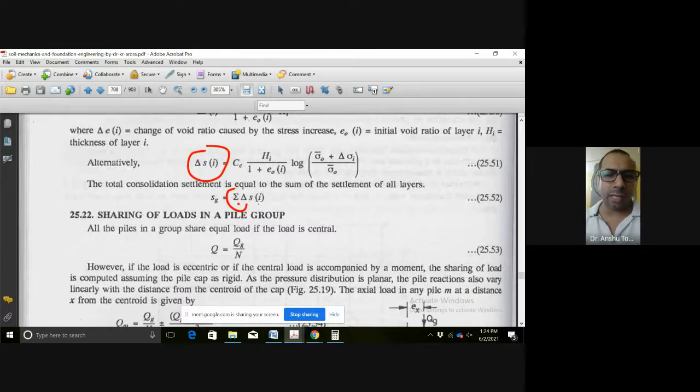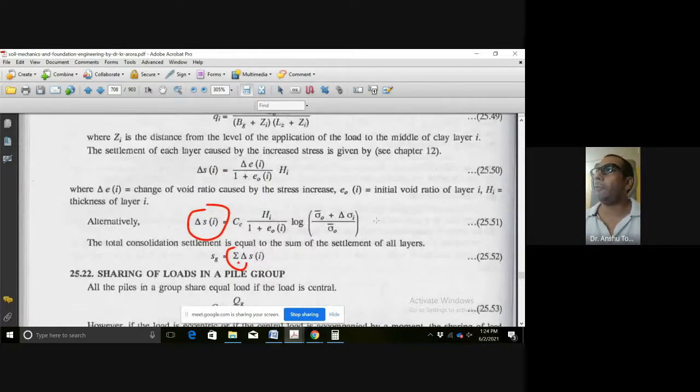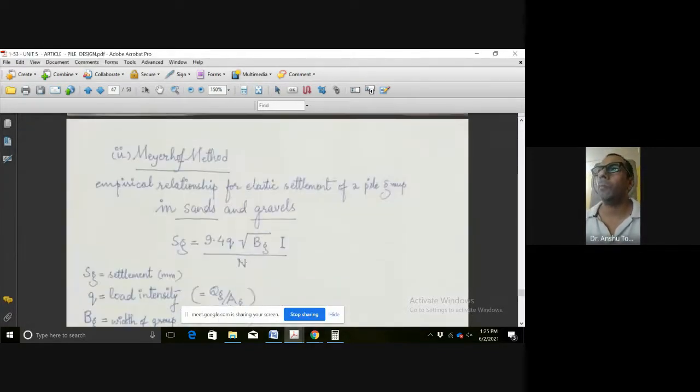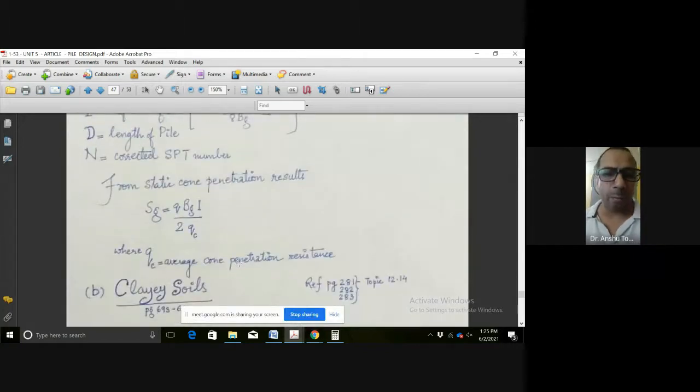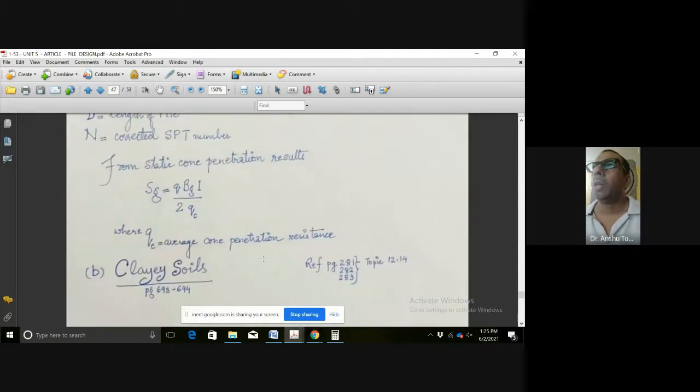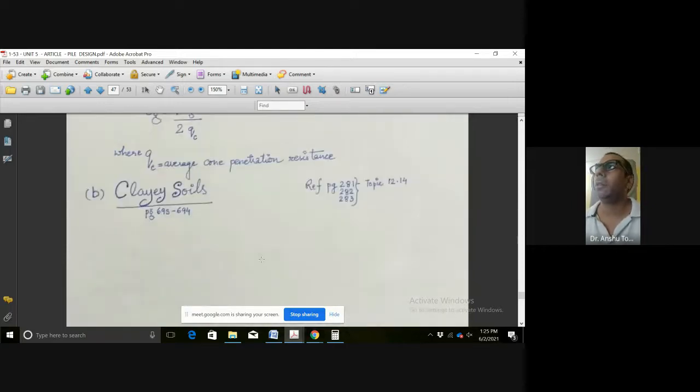So the individual settlement of all the clay layers, this is the formula going to be used, and the explanation of this particular formula in detail is given in chapter number 12 of this particular book only. If you want to understand that in detail, it is given in topic number 12.14, page number 281. But that won't be required unless you don't understand the different parameters.